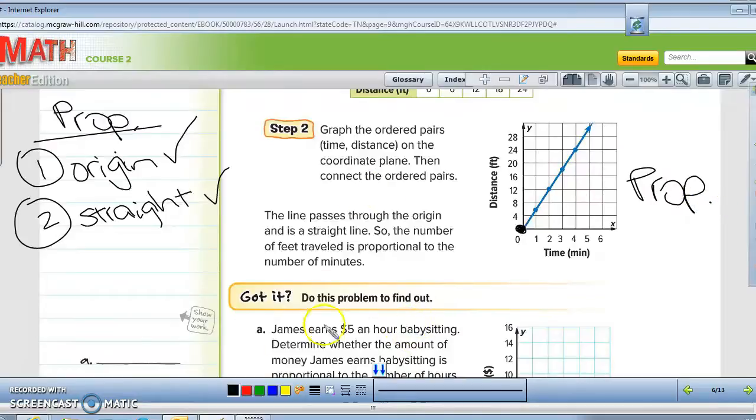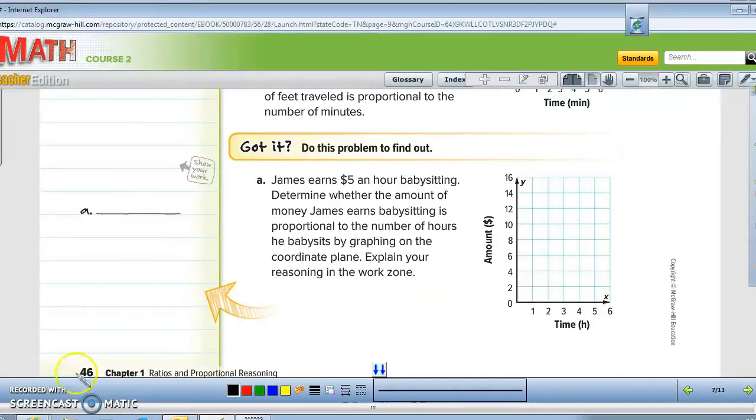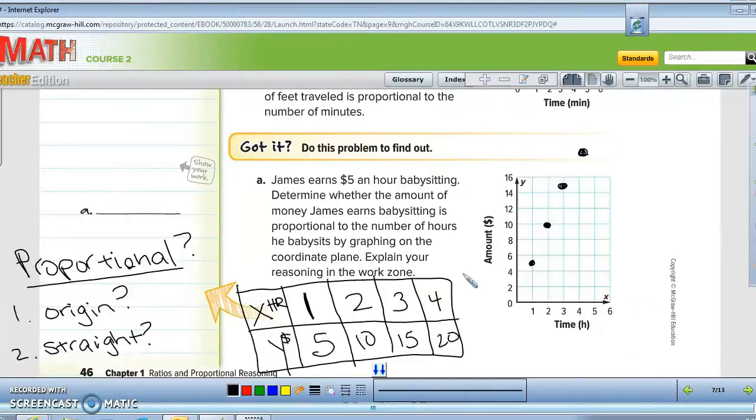Go ahead and pause this video. Try the got it problem. Graph your chart, see if it's proportional, and then come back to check. Okay, so before you can graph this, you need a table. And notice they didn't give you a table because you learned how to do tables last week or for your last test. So on this one, in order to get your points, you had to create your own table.